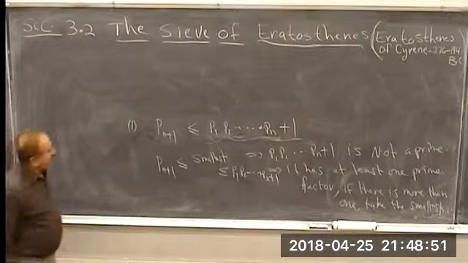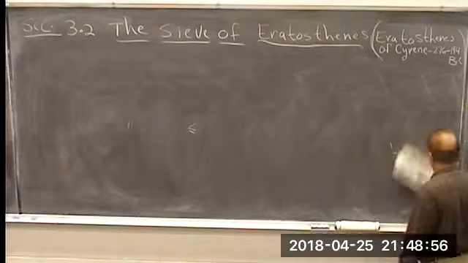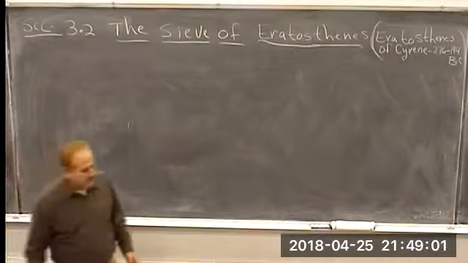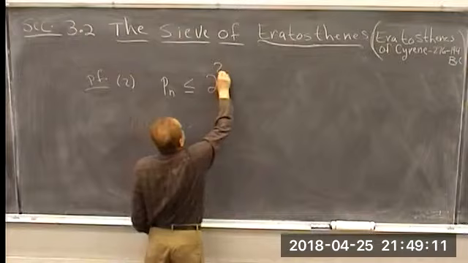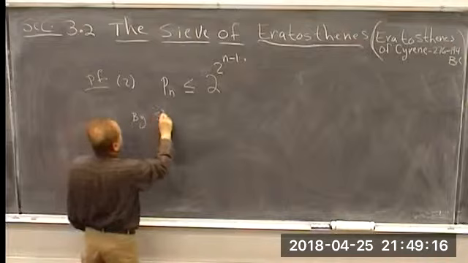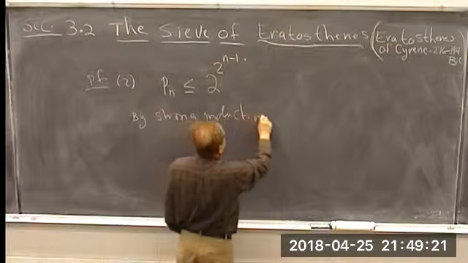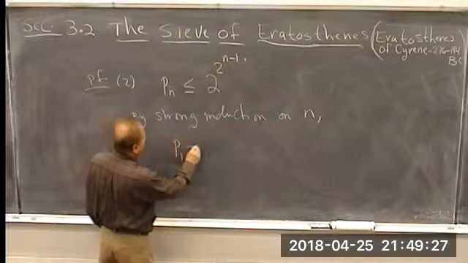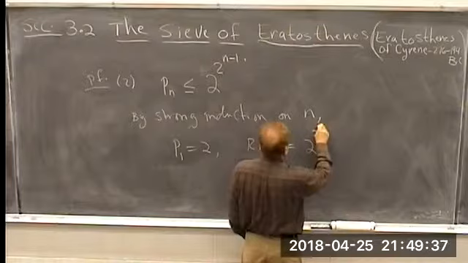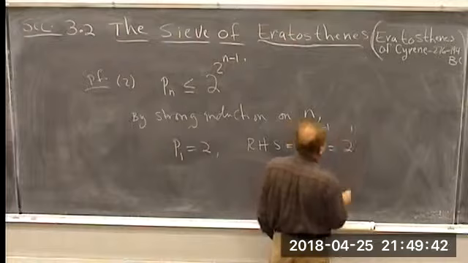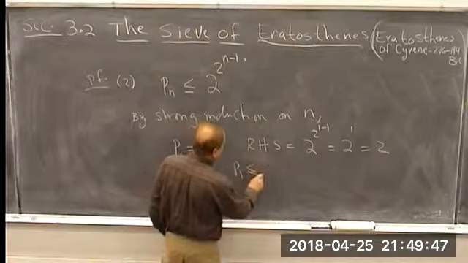Well, let me just briefly go over the proof of the second part of the theorem. The proof uses strong induction. So the proof of part 2, which is p_n less than or equal to 2 to the 2 to the n minus 1, by strong induction on n. So p_1, the first prime, is equal to 2, and the right hand side is going to be equal to 2 to the 2 to the 1 minus 1. 2 to the 2 to the 0 is 1, and this is equal to 2. And the statement is true. So p_1 is less than or equal to 2 to the 2 to the 1 minus 1.